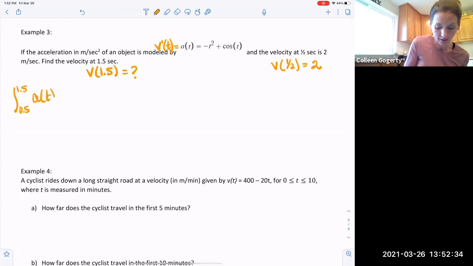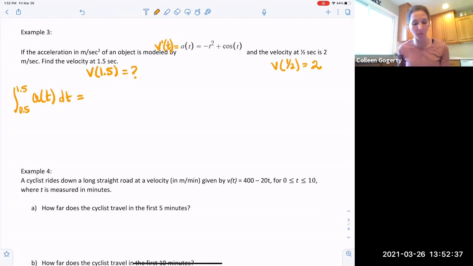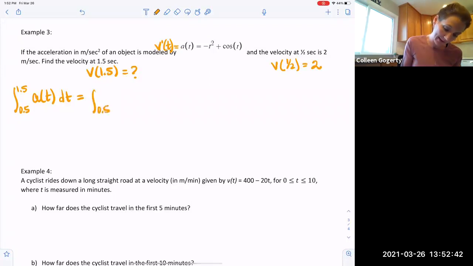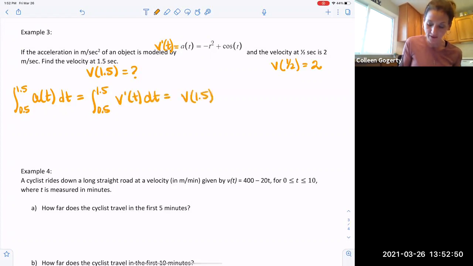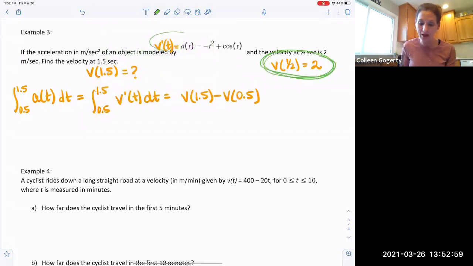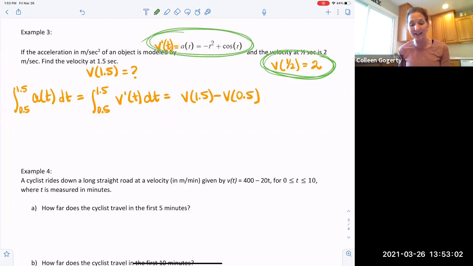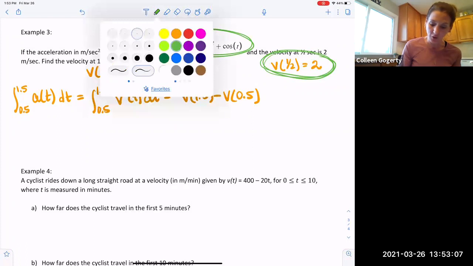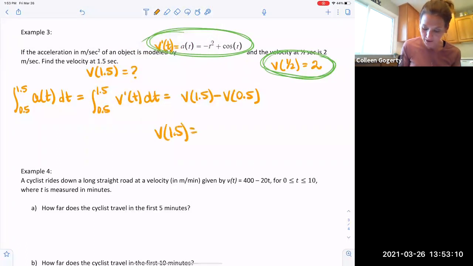So the integral from 0.5 to 1.5 seconds of acceleration is the exact same thing as the integral of the derivative of velocity. And we know that this is equal to v of 1.5 minus v of 0.5. Now, why am I doing it like this? Because I have one piece of information, I have a second piece of information, and I can just now fill that in. So I'm after v of 1.5. So v of 1.5 is going to equal v of 0.5, right? Add this to the other side.